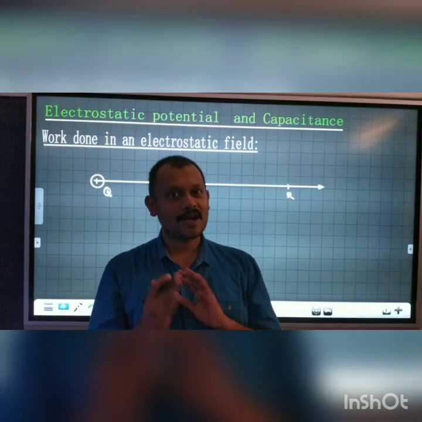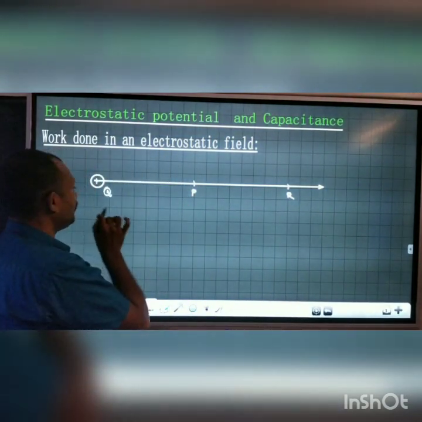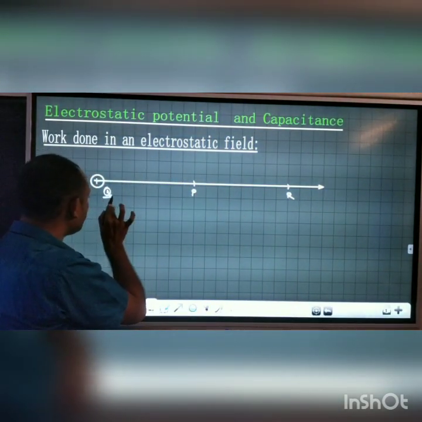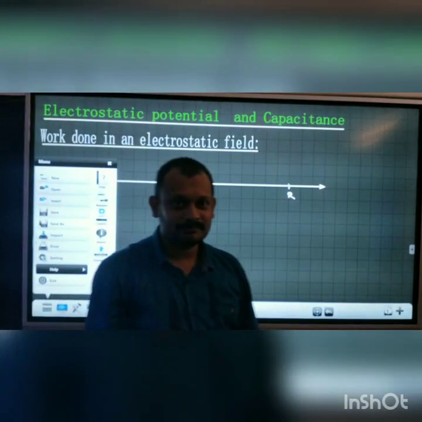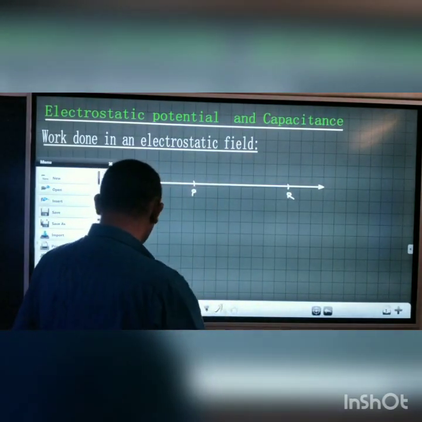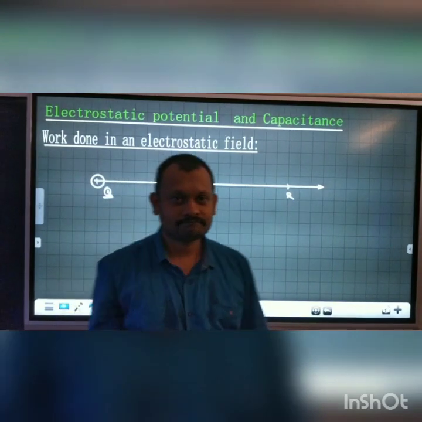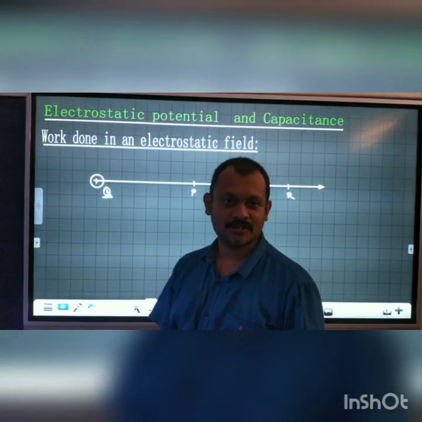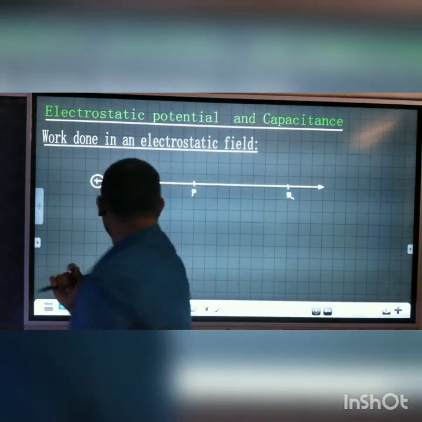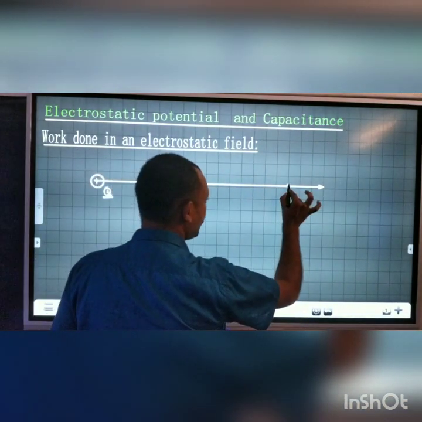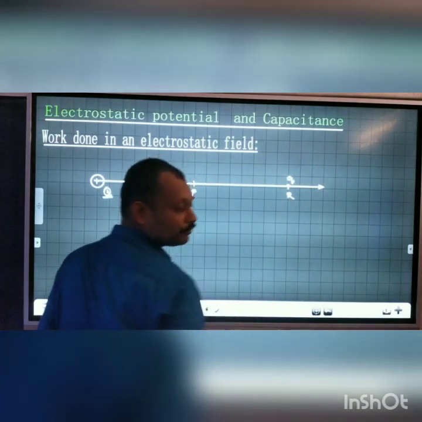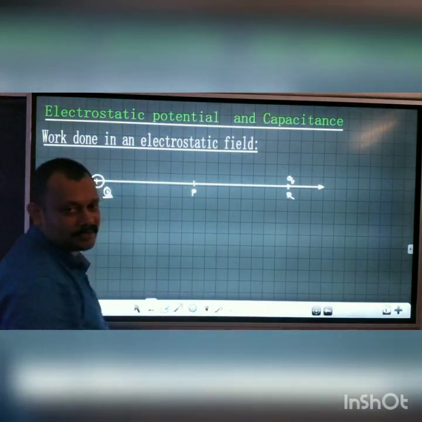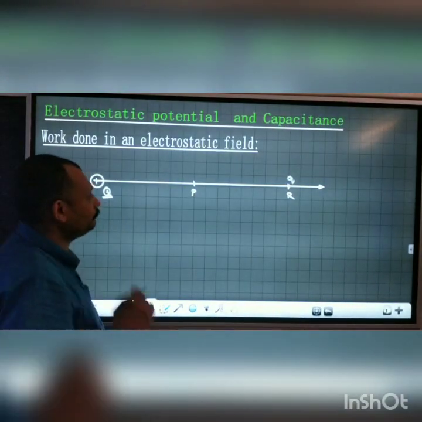Why a small charge? Because if you take a charge which has a magnitude comparable to that of Q, what will happen if I place this charge somewhere here? Surely you know that this charge will be displaced by that charge. So what we are going to do is move a test charge, a very small charge q, from R to P.